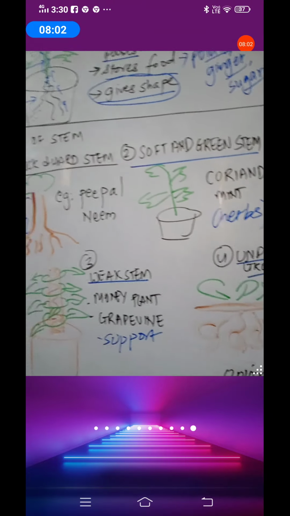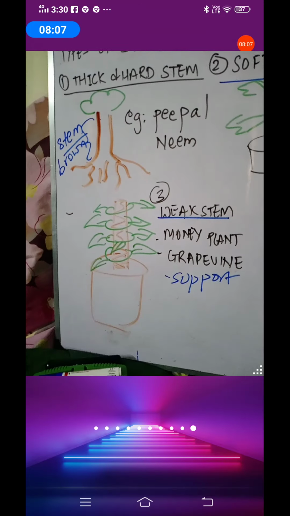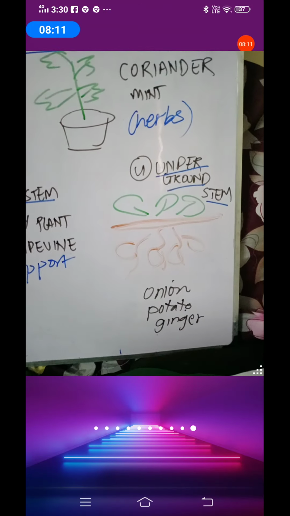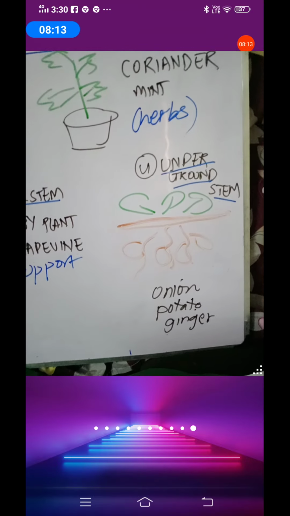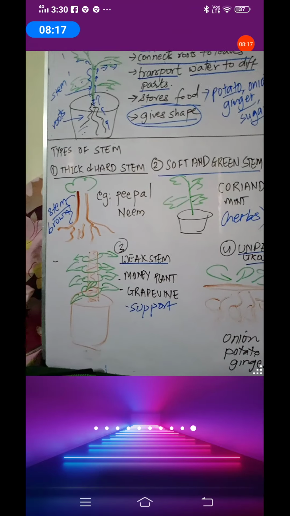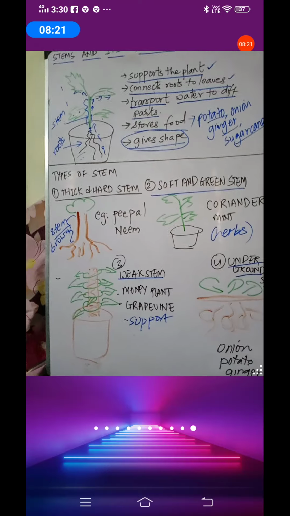Generally all the herbs will have soft and green stem. Then some plants are very weak. They need support. So they have weak stem and it is also green in color. Some plants grow underground. They have underground stems. Alright. So the 4 types of stems are thick and hard stem, soft and green stem, weak stem, and underground stem.